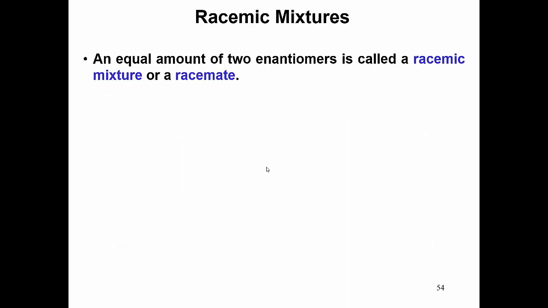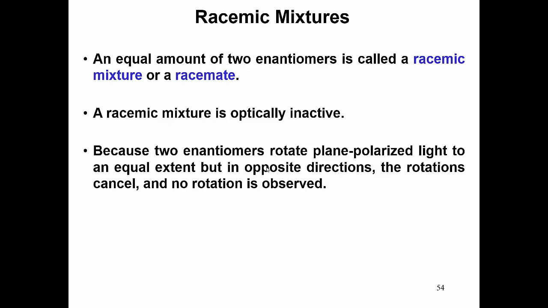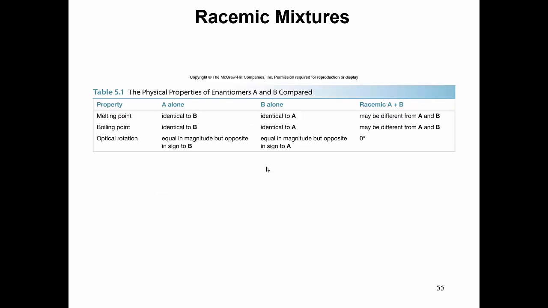What we call an equal amount of two enantiomers is a racemic mixture or a racemate. So you have 50% R, 50% S of a stereoisomeric compound. You have a racemic mixture, and they cancel each other when you put them in the polarimeter. Each enantiomer is trying to rotate the light to the same magnitude in opposite directions, so they cancel, and that's why the mixture is optically inactive. They simply are working against each other and cancel their effects. So overall, no rotation is observed.